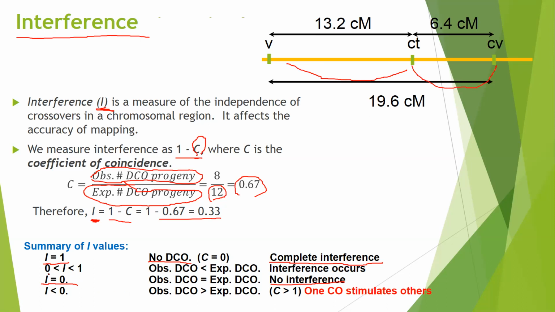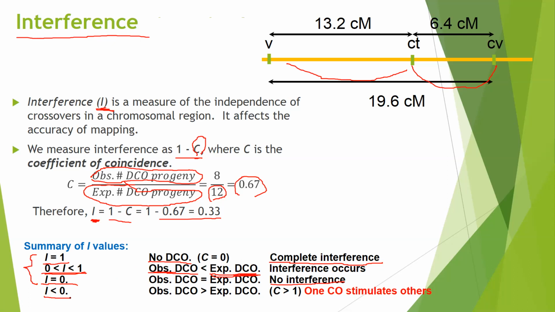All right. And in most situations, I takes some value between 0 and 1, which means there's interference, but with different levels of interference. And in this case, you're going to see the expected double crossover should be greater than the observed one. All right. So those are the most common situations, and there's some very special situation here.